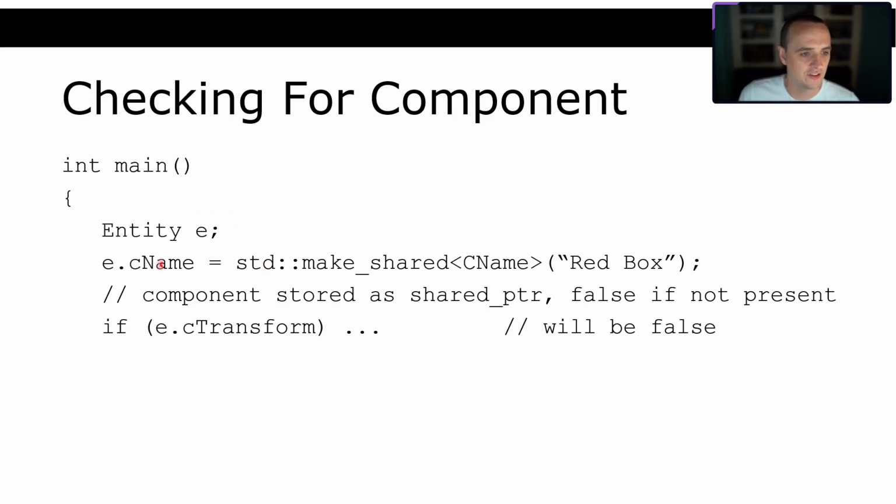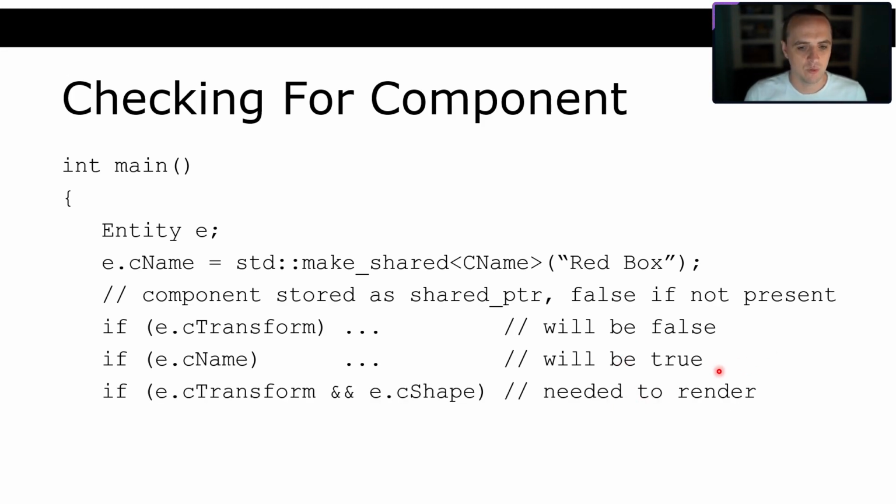So because this entity here does not have a transform component yet, we can say if e.cTransform, and that will evaluate to false, because it's currently a null pointer. A null pointer has an actual integer value of 0, and in C++, 0 means false. If we say if e.cName, it has been set up, its pointer value is non-zero, therefore it will evaluate to true. So I can say if e.cName, print out the name, or do something with the name.